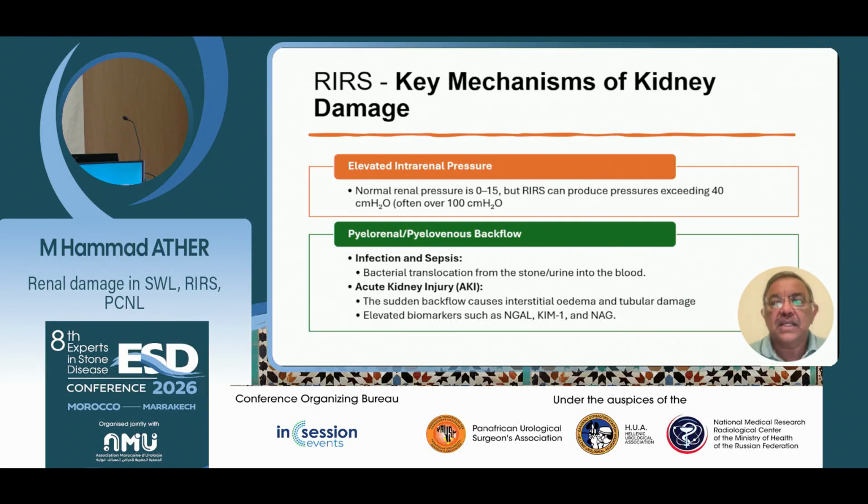And this has a significant impact on pyelorenal and pyelovenous backflow, with infection and sepsis. The bacterial translocation from the stone and urine into the blood can result in sepsis and sepsis-related acute kidney injury. It can be demonstrated by elevated NGAL, KIM-1, and NAG values in that phase.